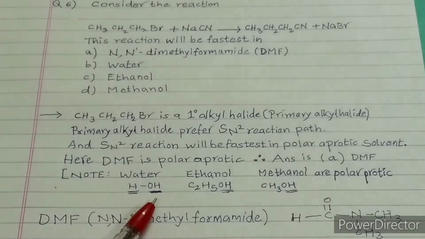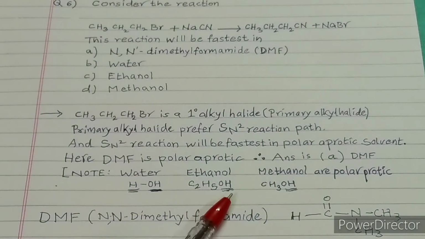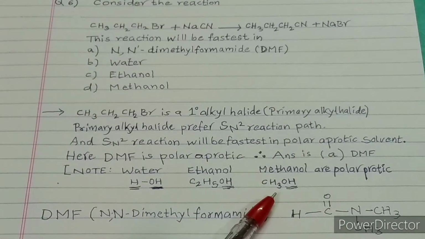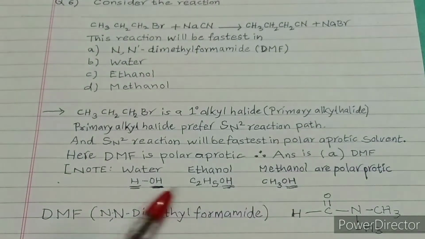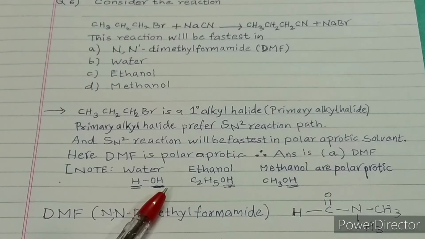Water is a polar protic solvent. Ethanol is also a polar protic solvent because it has an OH group, and methanol is also a polar protic solvent because it also has an OH group. Polar protic solvents contain either an OH group or an NH group, and these polar protic solvents are favorable for the SN1 reaction. SN1 reactions go fastest in polar protic solvents.